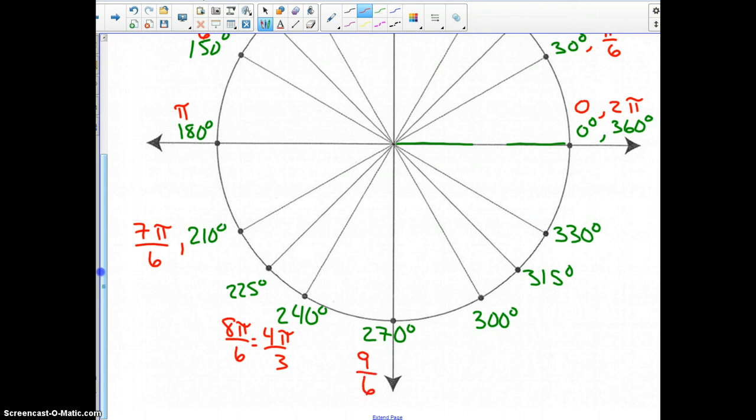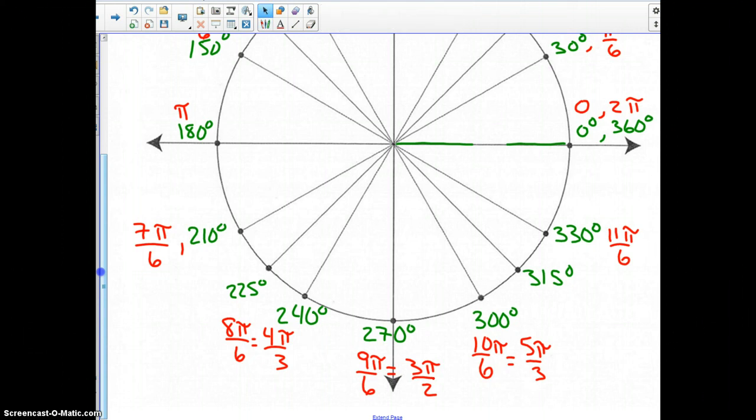If we move another pi, what we would have here is 9/6 pi. Okay, that right there, again, as you know, reduces to 3 pi over 2. Moving another one, so we had 9, so now we have 10/6 pi, which reduces to 5 pi over 3. Going another, we have 11 pi over 6, which can't reduce. You add one more 6, you get 12/6, which is 2. So at this point, we've come up with all the radian and degree measures.